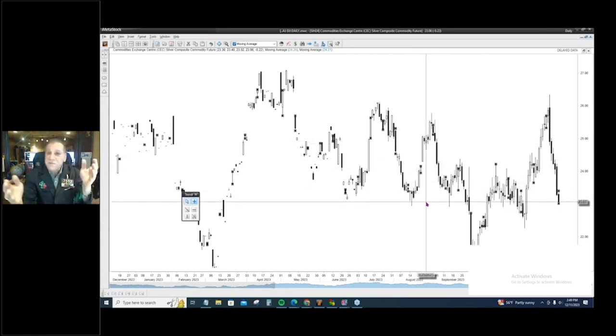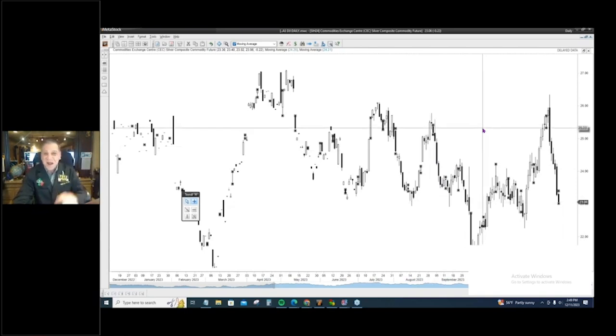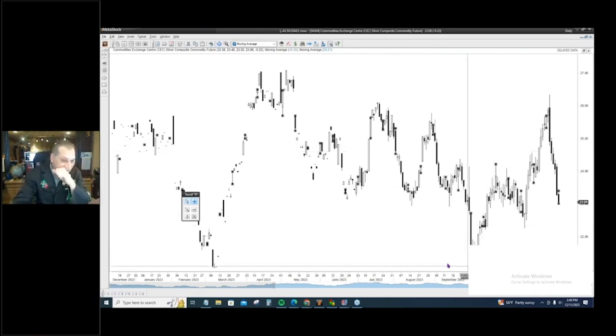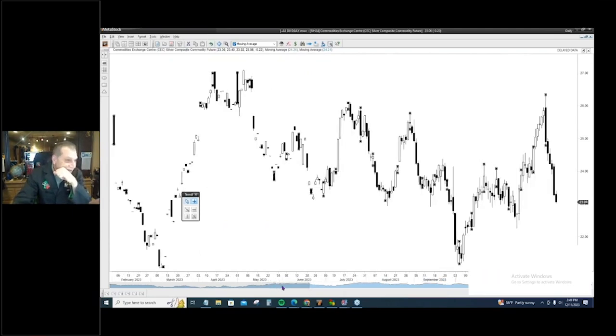That's too much information. I don't want to know that much information on a daily bar. I want to know what was the opening, what was the close, what was the high and low. I don't need any of the rest of the information. And there's one more thing about candlesticks that seems to drive me insane.